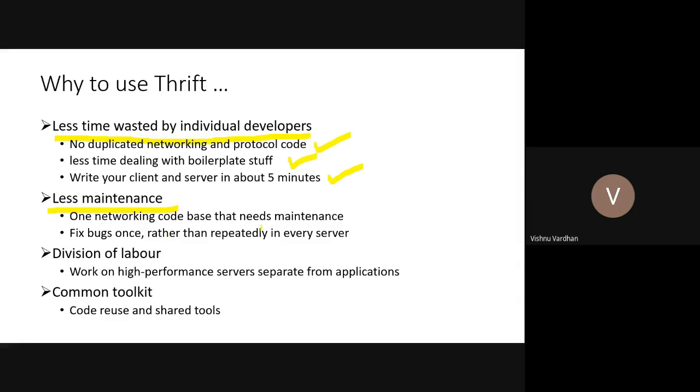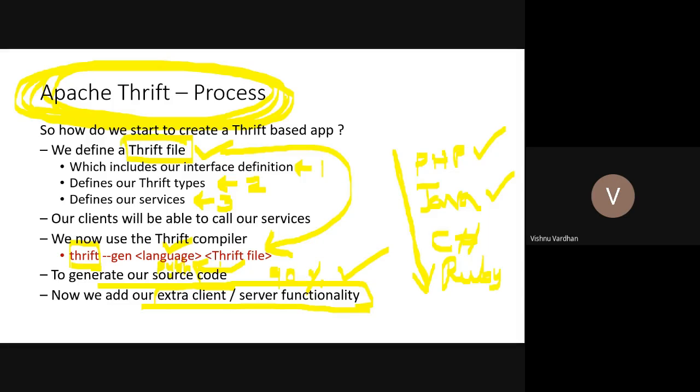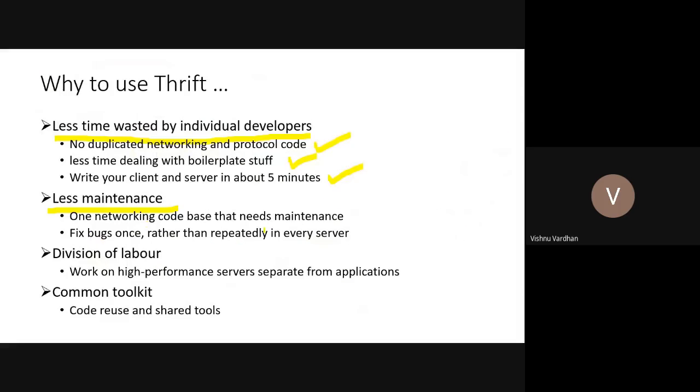One networking code base that needs maintenance, एक ही networking code base है, that means ये वाला आपको बार बार change करना पड़ेगा. The thrift file, the input file you have to change frequently, and the fix bugs once rather than repeatedly in every server. So that is another advantage. Division of labor, work on high performance servers separate from applications, common toolkit, code reuse and share tails. So many advantages are there. Okay, so when we are having the on the fly generation of the code, it is already saving the labor, it is already saving the bugs, it is already saving on the cost. So many advantages are there.